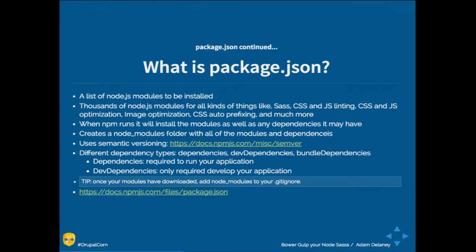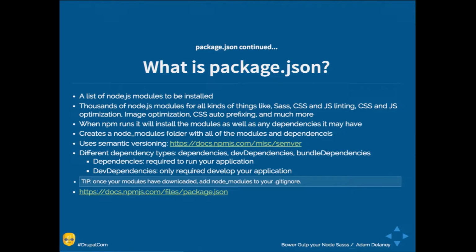There are different types of dependencies that you can call inside of a package.json file. There are regular dependencies, dev dependencies, and bundle dependencies. For this talk, we're really only talking about dev dependencies, because they're just the tools that you need to create the website. The website itself doesn't need these tools. You need these tools in order to write your Sass and compile it to your CSS. So for this talk, we're really only talking about development dependencies.